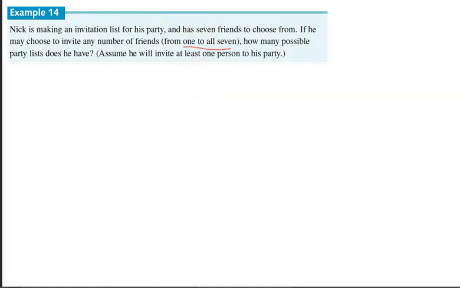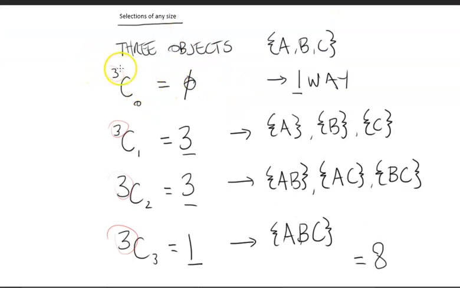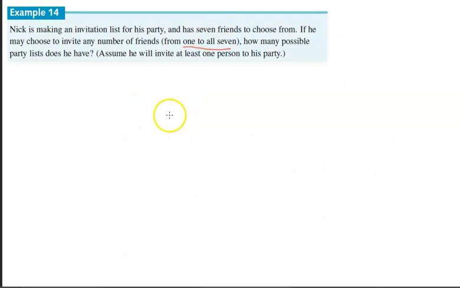Now in the previous workings, we looked into choosing nothing. In this case, we want to choose at least 1 person, so there's something that we have to look into or take into consideration when working this out.